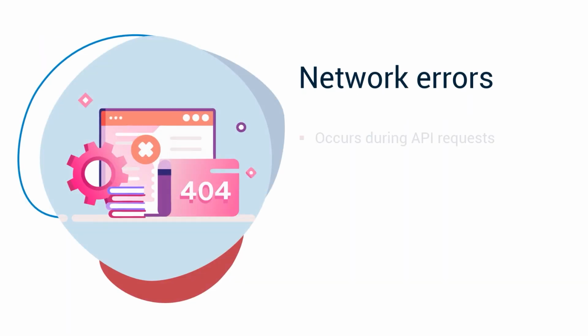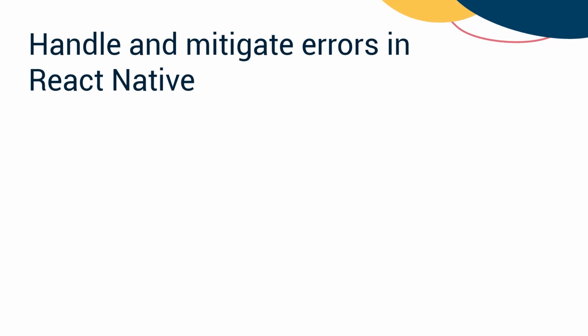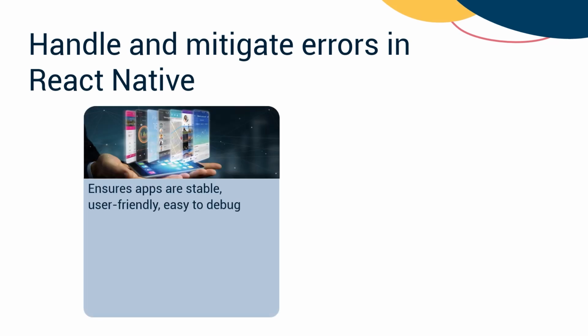Lastly, network errors occur when making API requests. Some examples of network errors are failed to fetch, which is caused by an unreachable server, incorrect API endpoint, or network issues, and CORS, or cross-origin resource sharing, issues that occur when making API requests to a different domain without the right permissions. Handling errors effectively in React Native ensures that the application remains stable, user-friendly, and easier to debug.